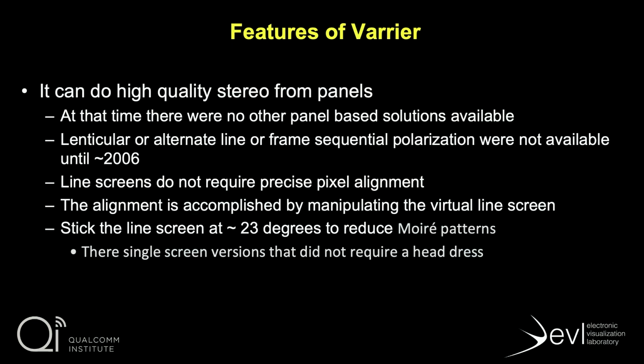So the features of this barrier system, oh, by the way, we also had single screen versions that did have camera tracking of the eyes. First of all, it could do high quality stereo from panels, and at that time there was no other panel-based solution available. Lenticular screens or these alternate line polarizing screens were not available. And that didn't start to come in until about 2006. For several years, this was the only way to do it by panels.